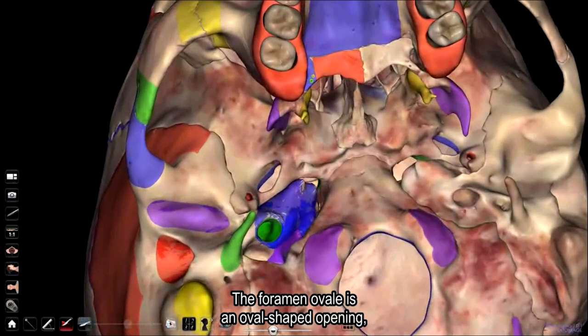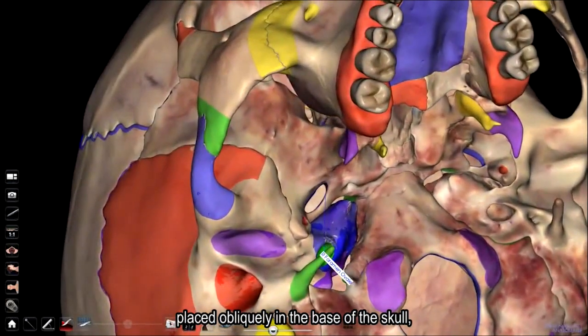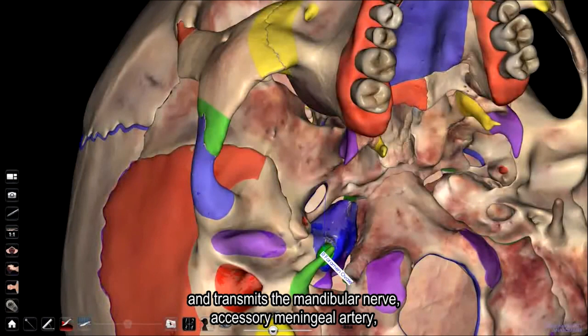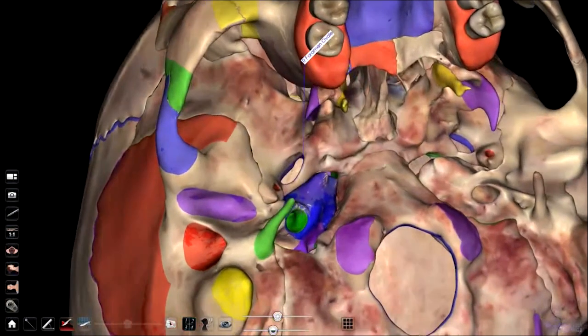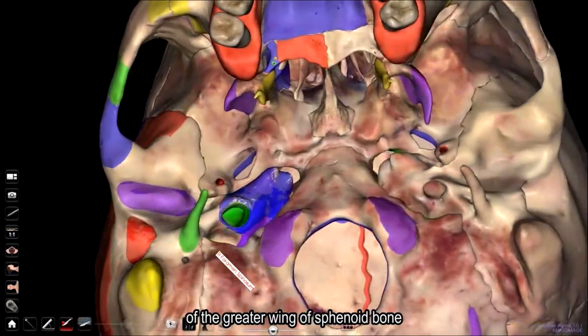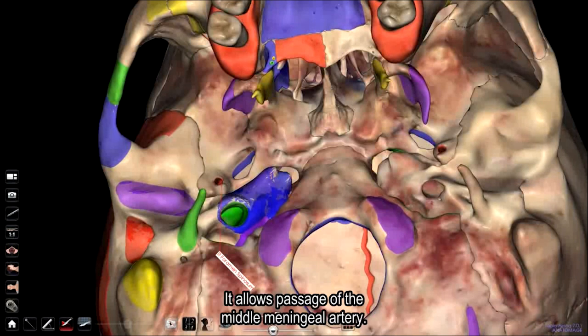The foramen ovale is the oval-shaped opening placed obliquely in the base of the skull, connects the middle cranial fossa to the infratemporal fossa, and transmits the mandibular nerve, accessory meningeal artery, lesser petrosal nerve, and emissary vein. The foramen spinosum is located in the posteromedial part of the greater wing of the sphenoid bone, posterolateral to the foramen ovale. It allows passage of the middle meningeal artery.